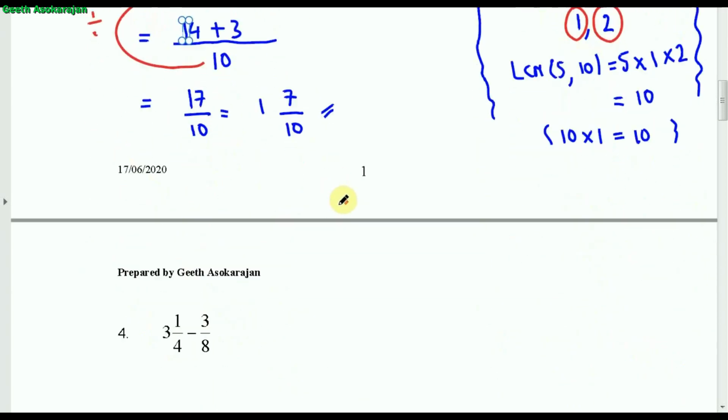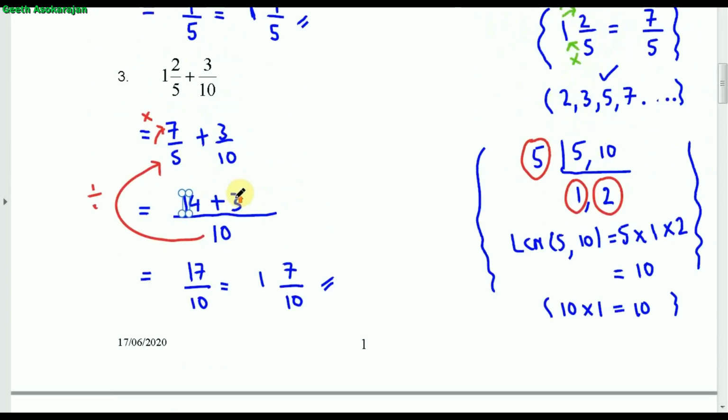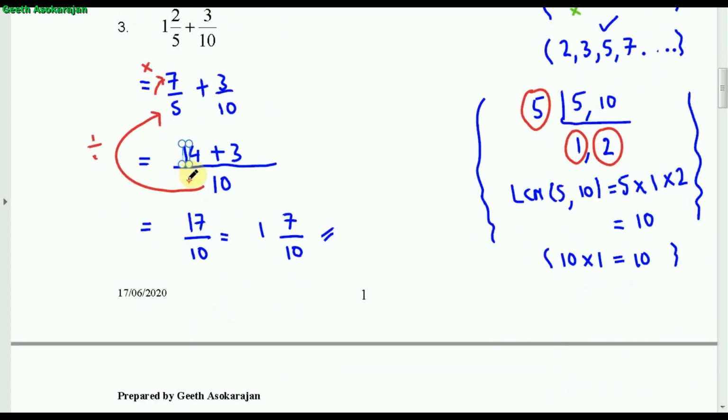Right, another example, number 4. 3 1/4 minus 3 over 8. Let's have a go at this one. So as you can see, I have a mixed number. Let's convert that to an improper fraction, as we've done with the previous example.